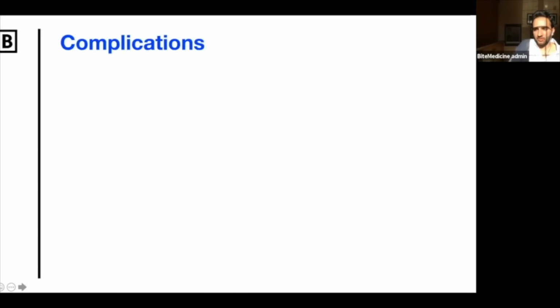So what's the difference between TEVAR and EVAR? So EVAR just stands for endovascular aortic repair. The T just means thoracic, so thoracic endovascular aortic repair.